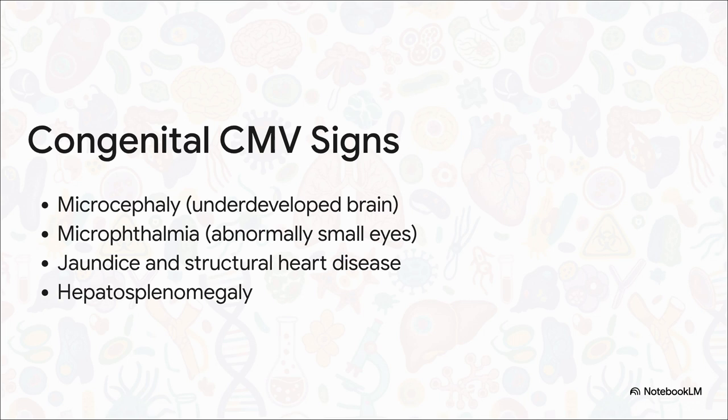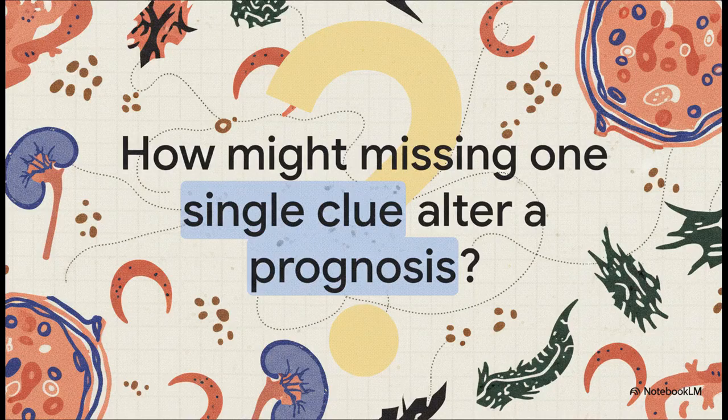Look at this list. It really emphasizes the devastating signs of organ damage here. Microcephaly, meaning a severely underdeveloped brain and head. Microphthalmia, which is abnormally small eyes. Combine that with jaundice, structural heart disease, and hepatosplenomegaly, and you can see exactly why rigorous prenatal screening and early diagnostics are absolutely vital. So, I'm going to leave you with this final provocative thought.